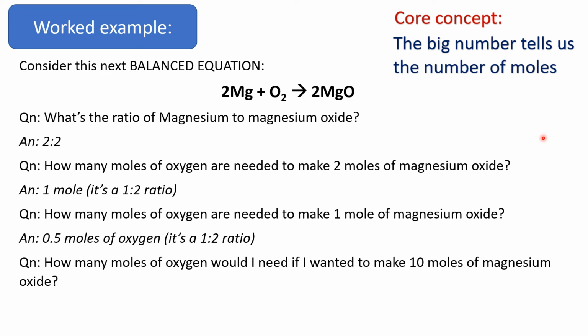Next question then, how many moles of oxygen would I need if I wanted to make 10 moles of magnesium oxide? Again, we're still looking at this 1 to 2 ratio, but this time I want to make 10 moles. Well, I'd need 5 moles of oxygen, still in that 1 to 2 ratio. So you're using the ratios to change it up or down if you want to make more or less of the actual product or the reactants. You can see how useful this would be in an industrial process when you're trying to figure out how much magnesium you would need to buy in order to make the magnesium oxide in order to sell it.